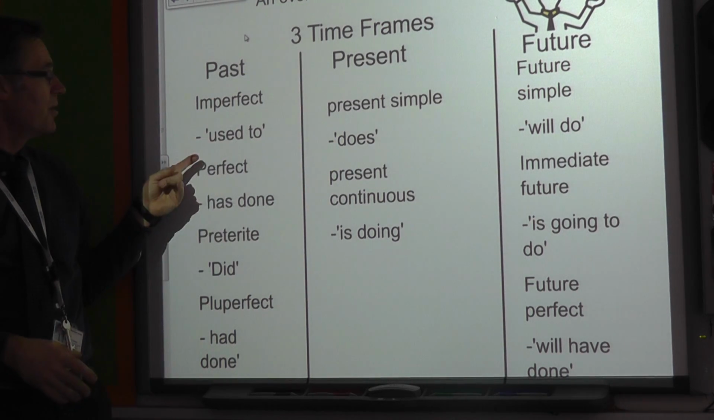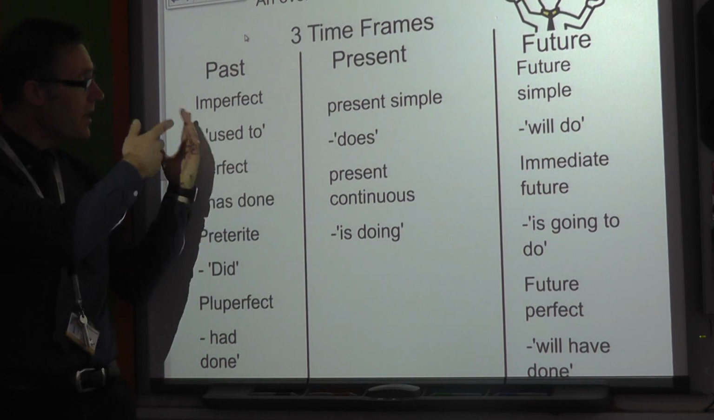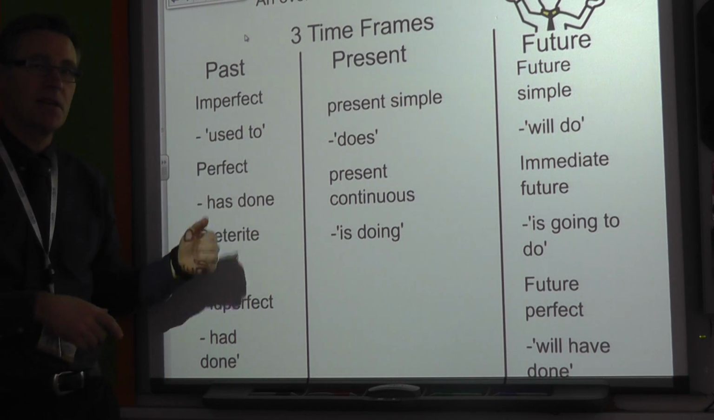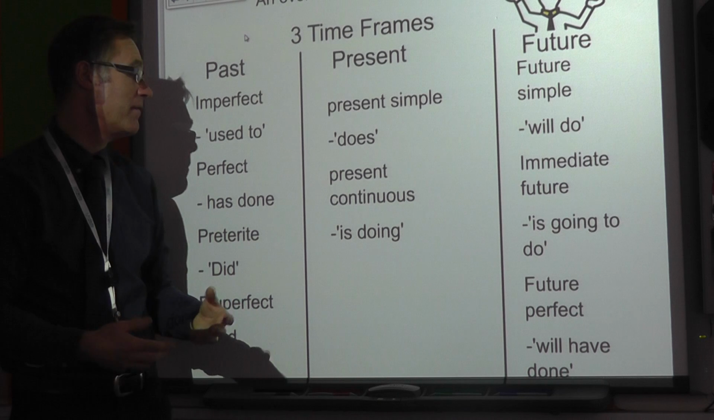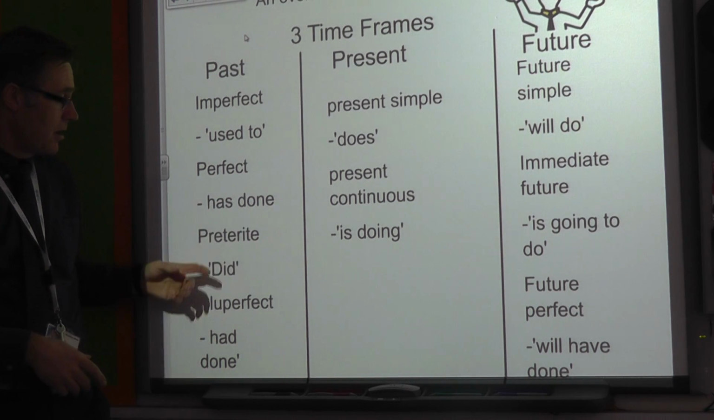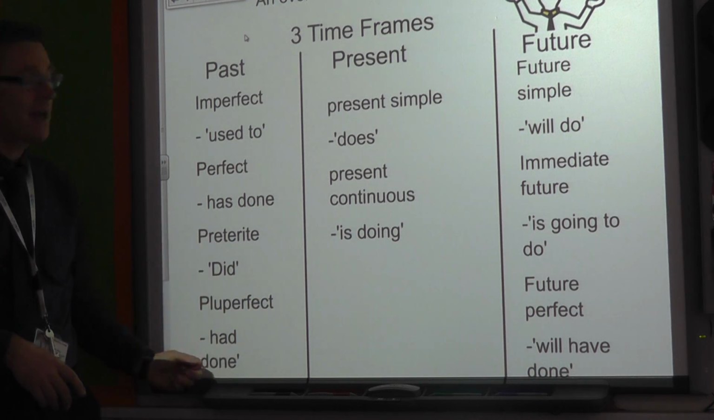So in Spanish, we've got these ideas. The first one, we've got the imperfect, the used to. I used to do this. Again, if you want to have a look at a video, I've got a video on the imperfect tense, how you form and the function of the perfect tense. The perfect, the idea of has done. The preterite, this idea of did. And the pluperfect, had done.